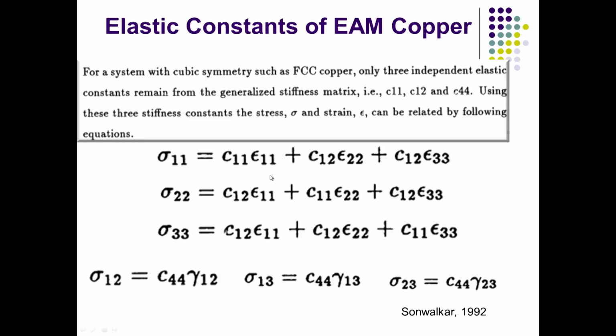This is where we are using eta 11, eta 22, eta 33, and then we are looking at the shear modulus as well, and what is the strain in the shear directions, which is gamma 12, gamma 13, gamma 23. For a system with cubic symmetry, we know that we only have C11, C12, C44. Using these 3 stiffness constants, the stress sigma and strain eta can be related by the following equations. This is how we are calculating it, and you saw the calculations.